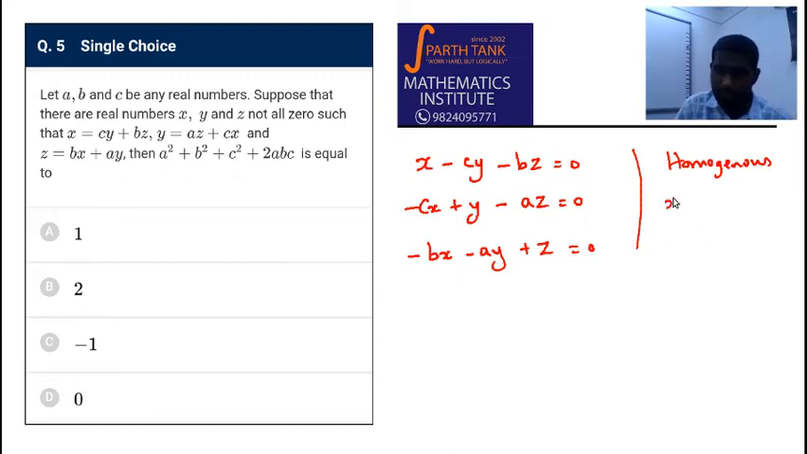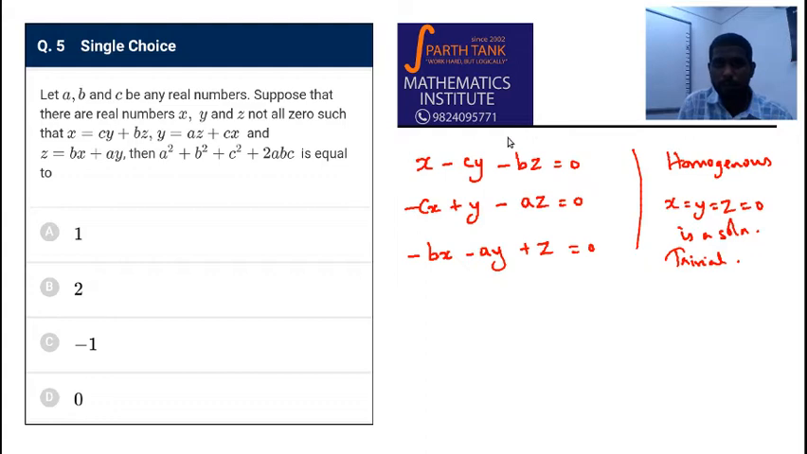Now for this, x is equal to y is equal to z is equal to 0 is a solution, and this solution is called the trivial solution, right? Now what they have mentioned is x, y, z are not all 0. That is, there is a non-trivial solution.